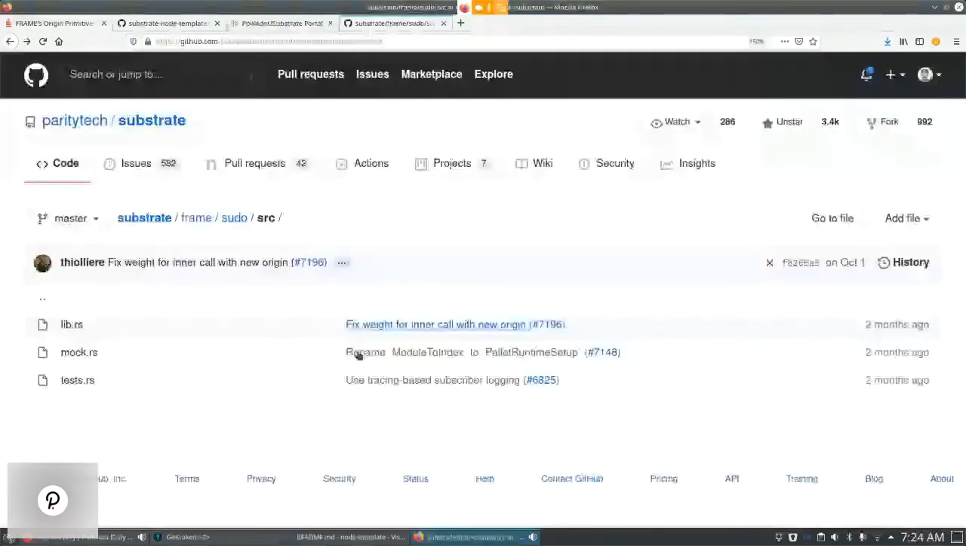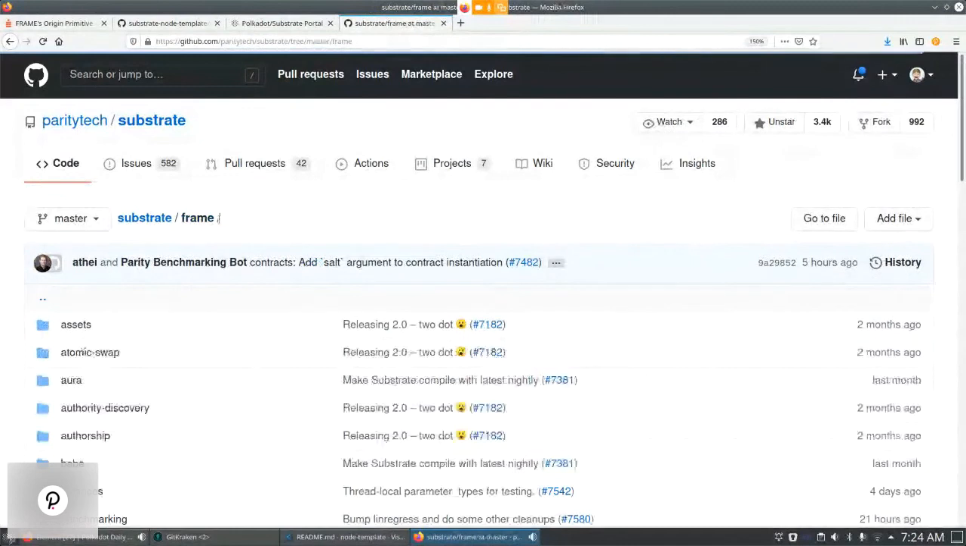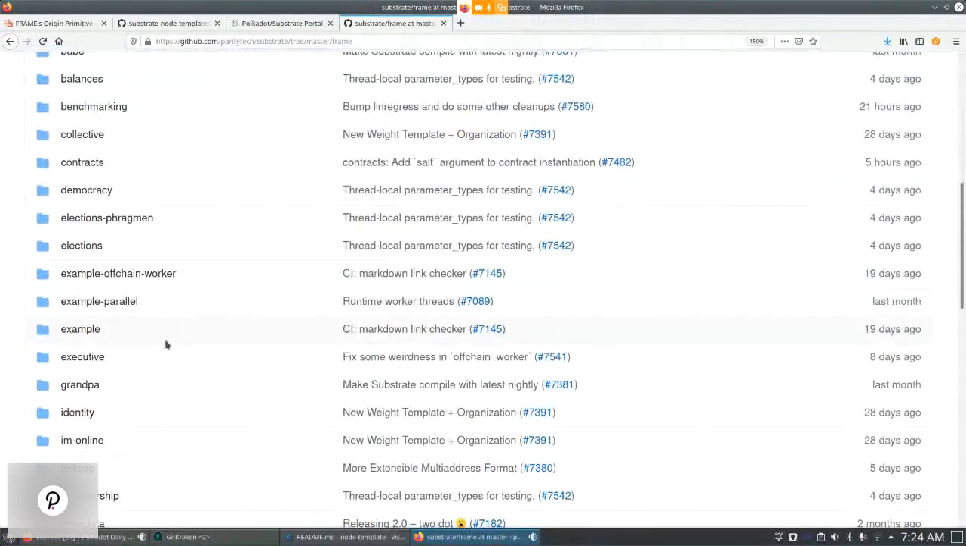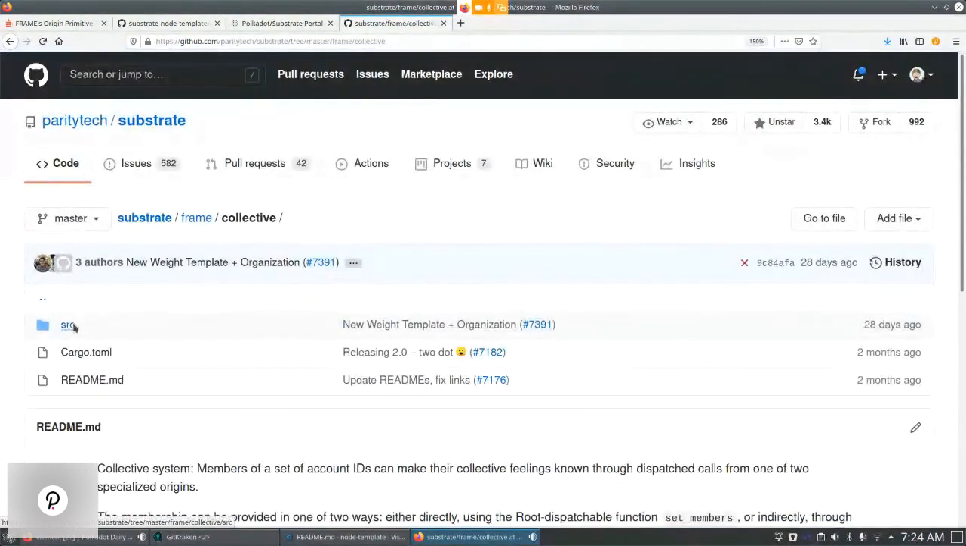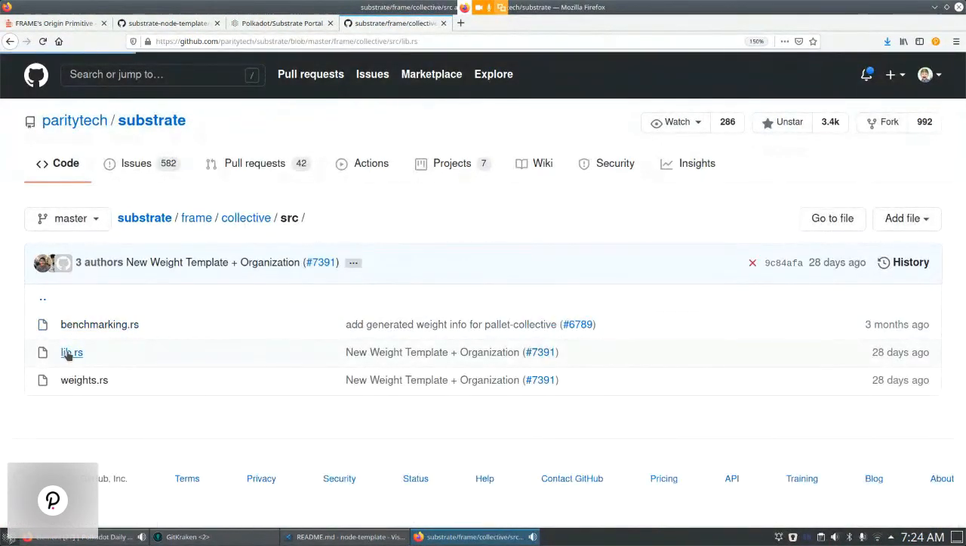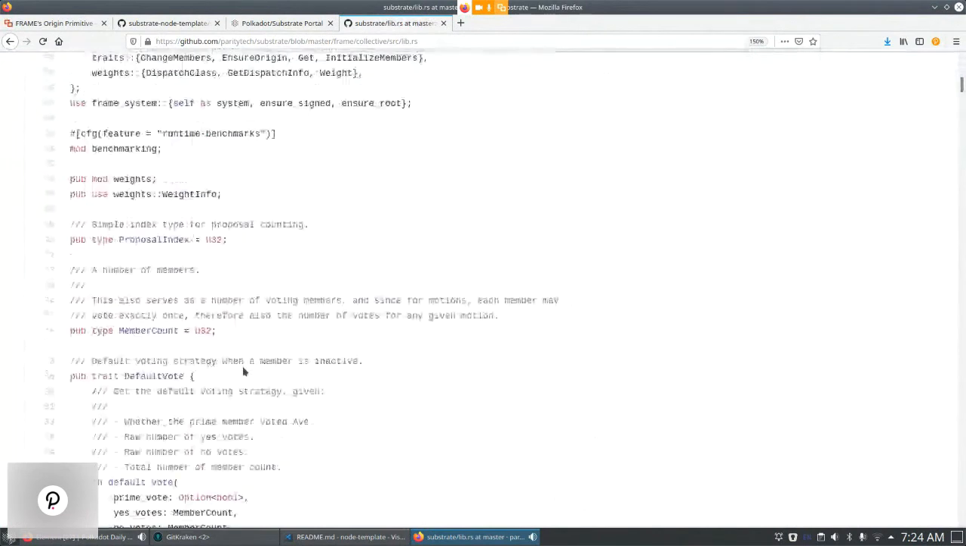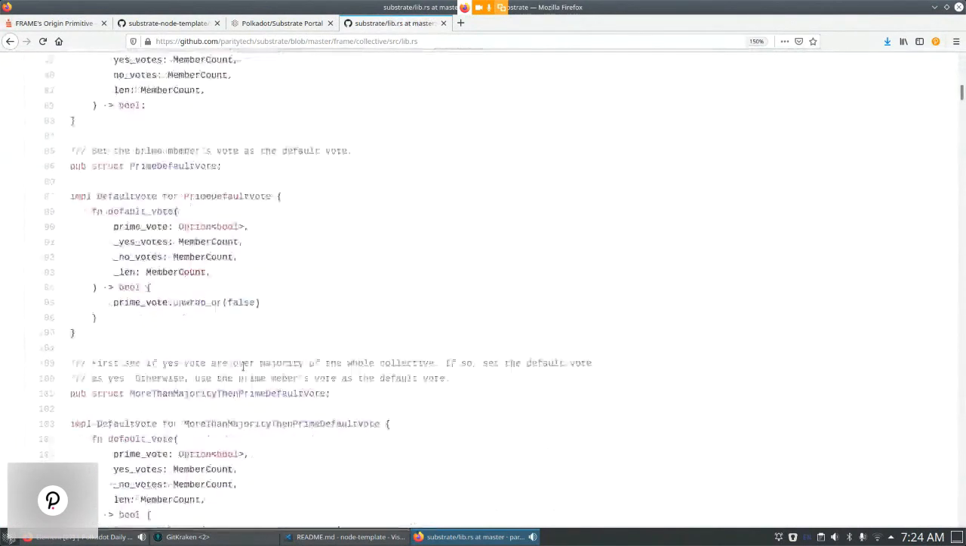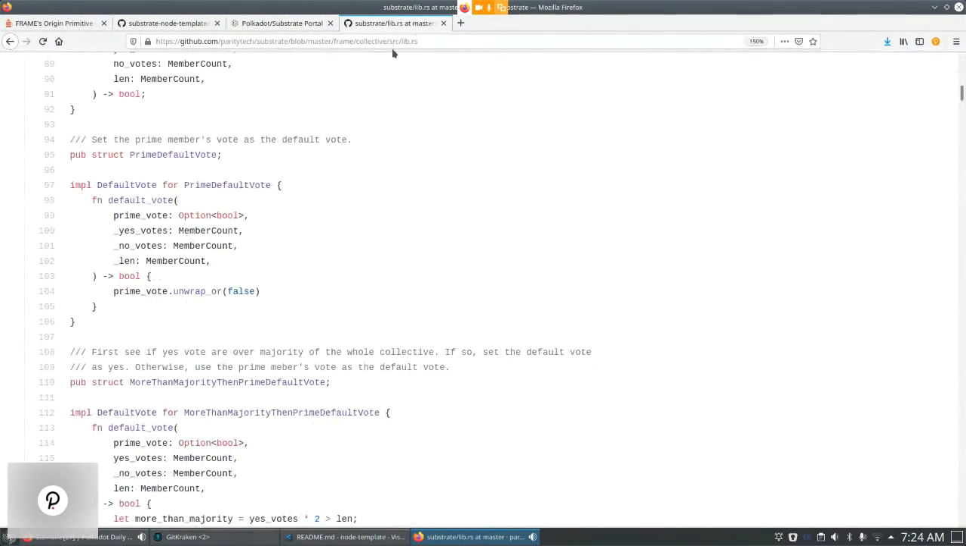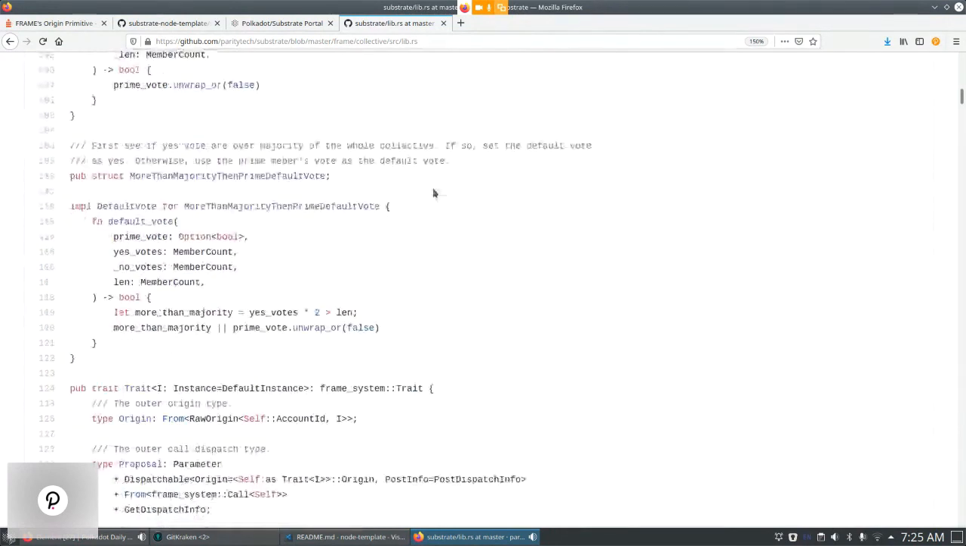So I'm going to go back to frame, and now the last thing I'm going to look at is, and this is kind of like a teaser for what Sasha's going to talk about next week. So hopefully this gets you excited. The collective palette defines an on-chain governance body. So the Kusama and Polkadot councils and technical collectives, they are instances of the collective palette. That's all they are.